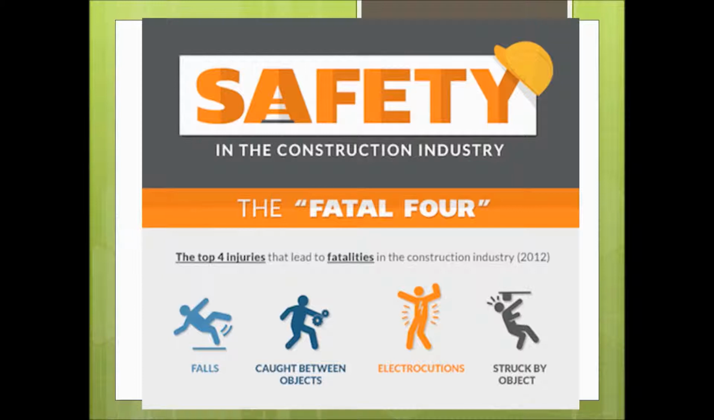And the 4 types are falls. So you could fall down, you could trip or slip, or you could fall off of a ladder or fall off of a building. Caught in between, so you could get caught between some equipment and a stationary object. Electrocutions, you could get electrocuted, or struck by. Now, struck by, you could be struck by a moving piece of equipment. You could be struck by an errant nail that's ejected from a nail gun accidentally. So there are several subcategories under these categories.